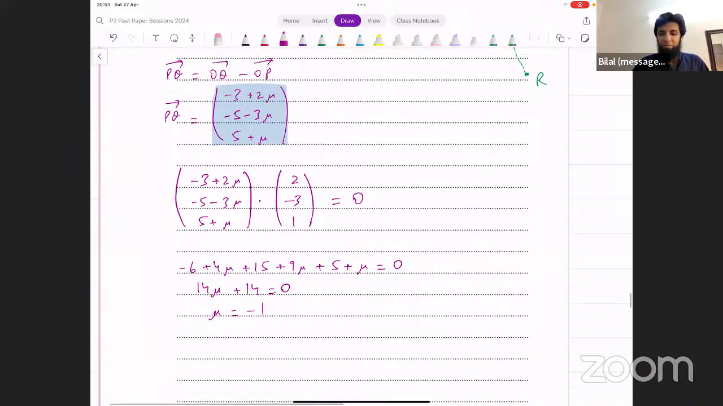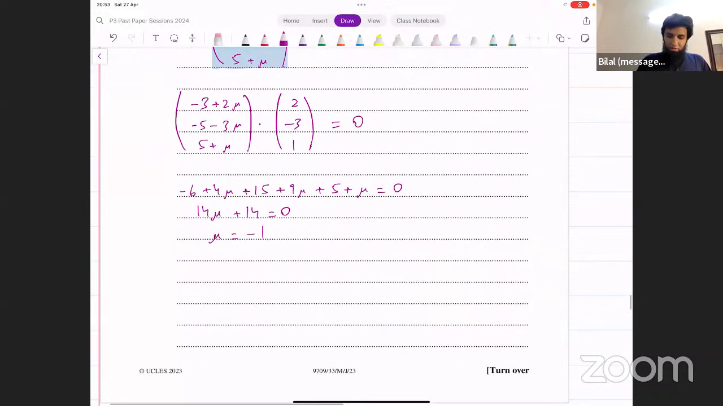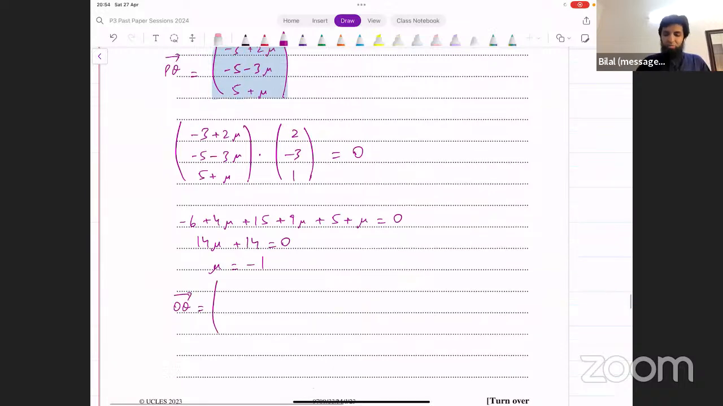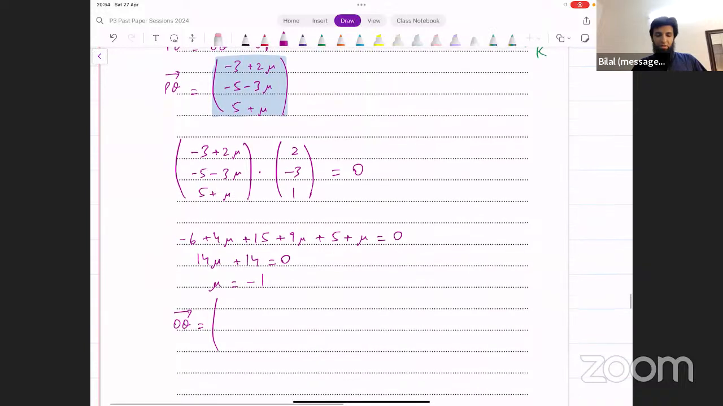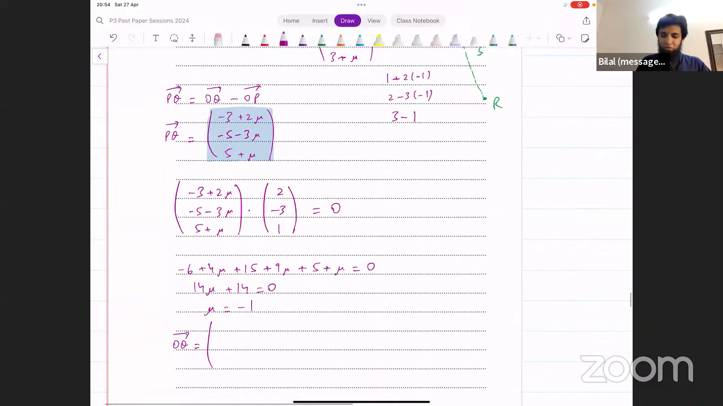We can use this now to find the position vector of the point Q. This is OQ. Let's write down that position vector. So in place of mu, we have to input negative 1. Okay, so what does this become? Let me just write it here. 1 plus 2 into minus 1, 2 minus 3 into minus 1, and 3 minus 1. That will be 1 minus 2, which is minus 1. 2 plus 3, that's 5. And 3 minus 1, that's 2. So the position vector of Q turns out to be this. We've got the vector OQ.